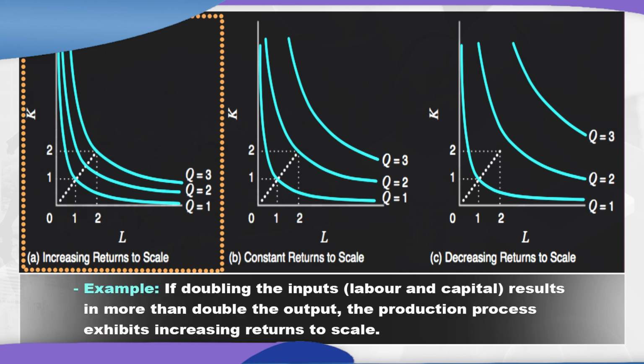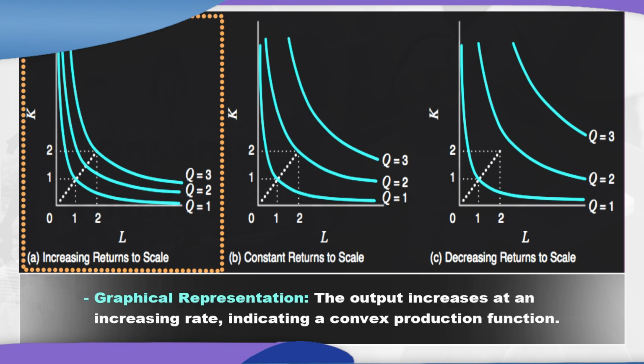For example, if you double the inputs, that is labor and capital, this results in more than double the output. So the output increases by more than twice when you increase your inputs twice. Graphically, the output increases at an increasing rate, indicating a convex production function.